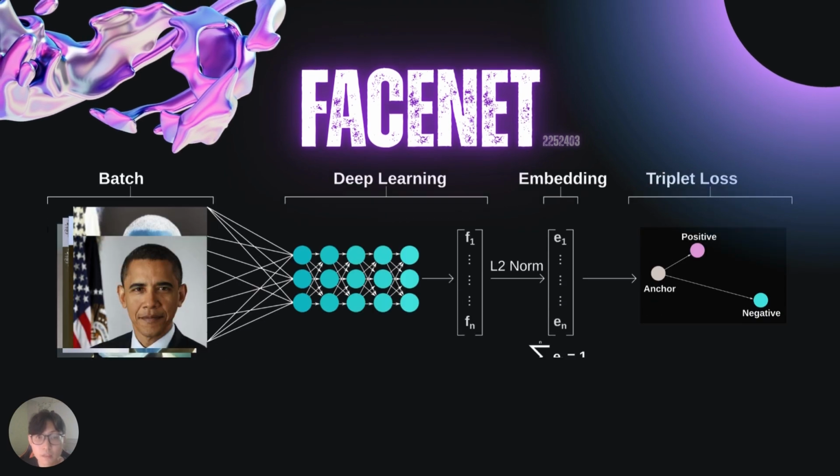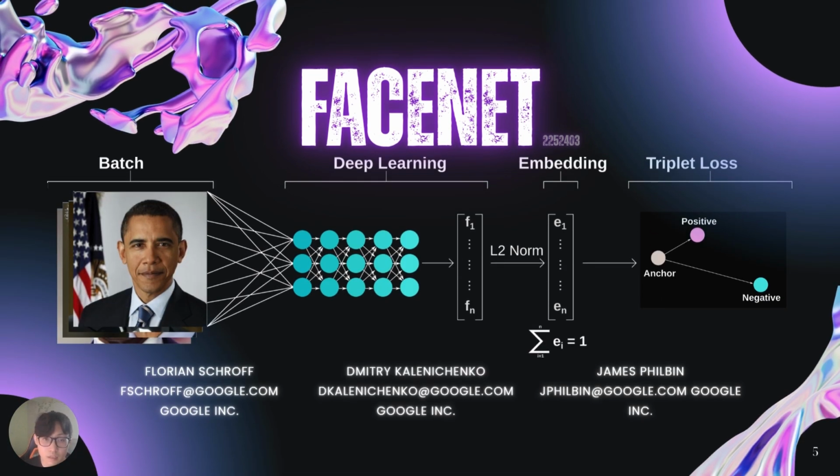So next, let me introduce you to FaceNet, which was introduced in 2015 by Google researchers. FaceNet uses deep learning to extract the facial features, and it represents each face in the embedding space as a compact 128-dimensional vector. Then finally, it is trained using the triplet loss, where embeddings that are the same are pulled closer, while the different ones are pushed apart.